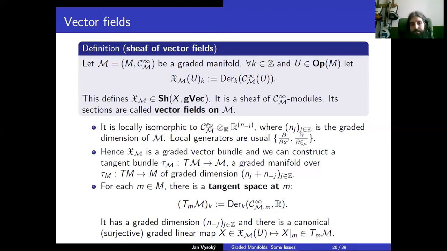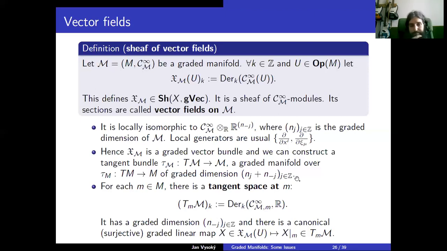And therefore, there is a graded manifold together with a projection, and this graded manifold is called the tangent bundle to my graded manifold. And in fact, its underlying manifold is the ordinary tangent bundle to my underlying manifold, and the graded dimension of this graded tangent bundle is n_j plus n_(minus j), where j goes over integers.